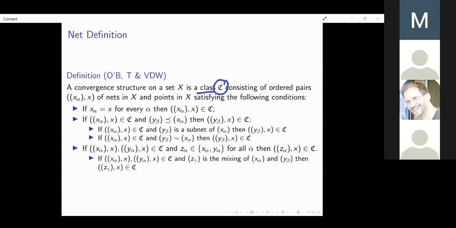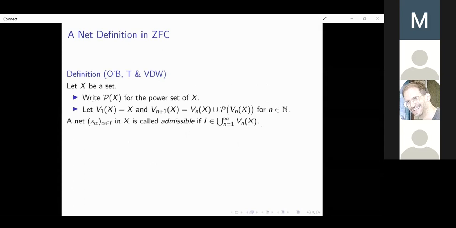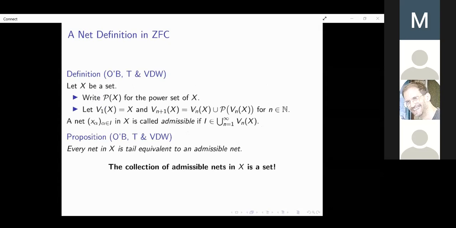So one way of getting away from this is to restrict yourself to nets indexed by specific index sets. This is what we're going to do here. So we take X a set, and then we construct these VNs here. Those of you familiar with non-standard analysis will recognize this as the superstructure of X. A net X alpha is admissible if the index set belongs to one of these VNs we've defined here, and every net in X is tail equivalent to an admissible net.